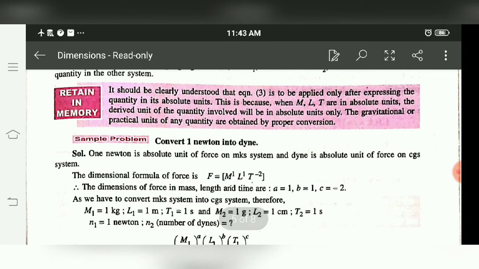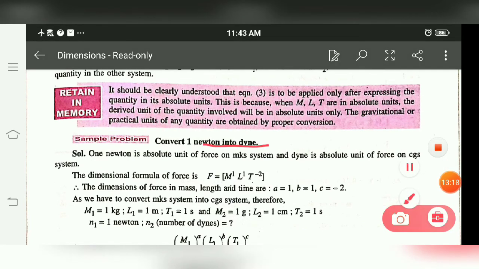This is a question to convert 1 Newton in Dyne. You can do this because 1 Newton is kg meter per second square, and a Dyne is gram centimeter per second square. So you have to convert this by yourself.